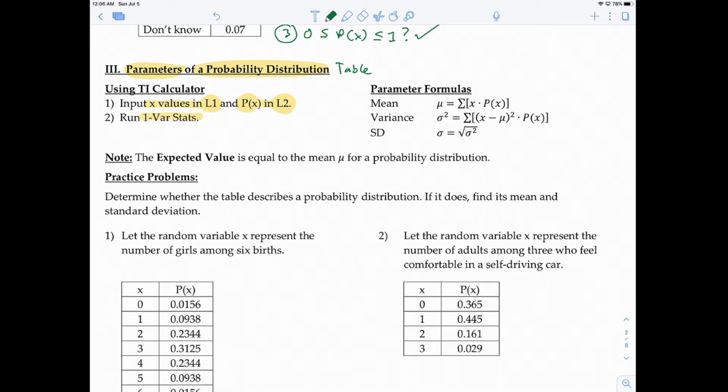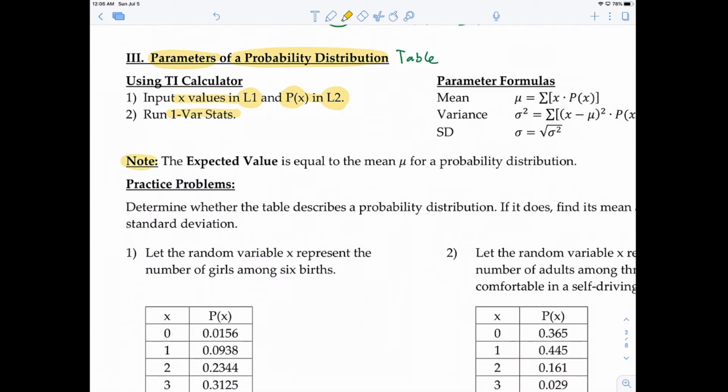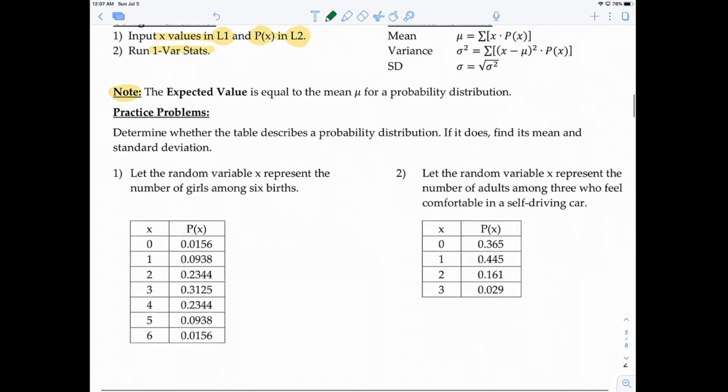And then I have a note here. I'm going to be referring to expected value several times in this presentation and throughout chapter 5. The expected value is equal to the mean of the probability distribution. So anytime you have a probability distribution or any situation involving a probability distribution, the value that you expect, the expected outcome, the most likely outcome, is the mean. All right, so let's take a look at these 2 practice problems.